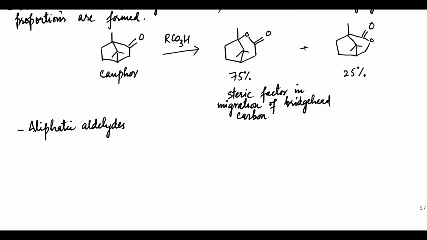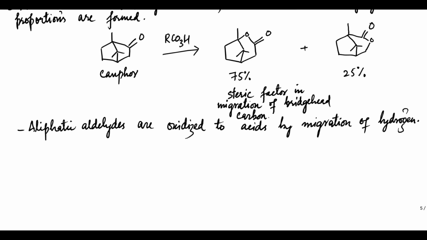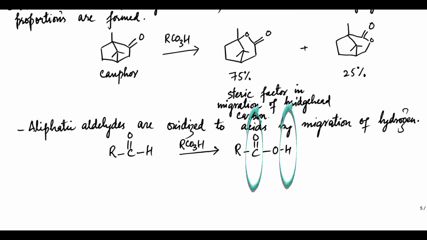Aliphatic aldehydes are oxidized to acids by migration of the hydrogen. For example, when this aliphatic aldehyde is subjected to Baeyer Villiger oxidation, the oxygen is inserted in between carbonyl carbon and hydrogen to form carboxylic acid.